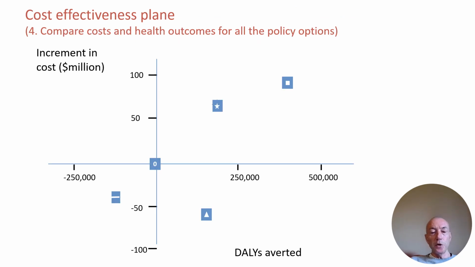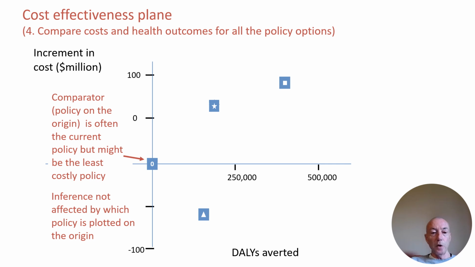So we're going to break off now to talk more generally about the cost effectiveness plane. So this is what you've just seen with the example where a number of different potential health policies are plotted on a graph with the x-axis being the DALYs averted and the y-axis being the increment in costs. Now the comparator, the policy on the origin, is often the current policy, but it might be the least costly policy, for example. But the inference that we're going to draw from this is not affected by which policy is plotted on the origin.